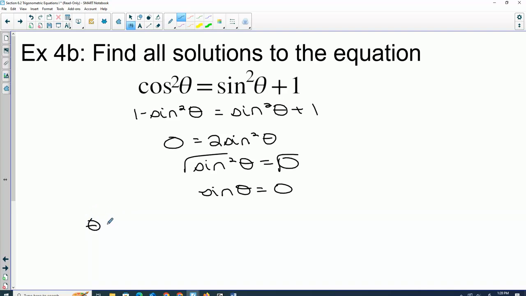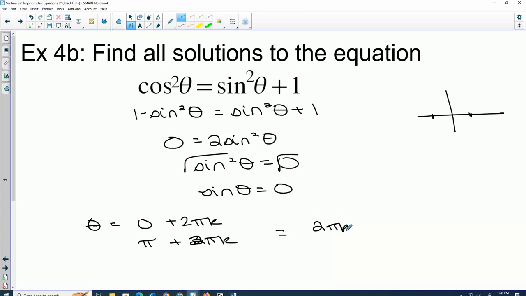So, when is sine equal to 0? 0 and, I mean, yes, pi if we're in radians. If I say all possible, you have to do the plus 2 pi k. If we were in degrees, we do plus 360 k. Or since 0 plus 2 pi is just 2 pi k, we could say 2 pi k and pi plus 2 pi k, where k is an integer value.